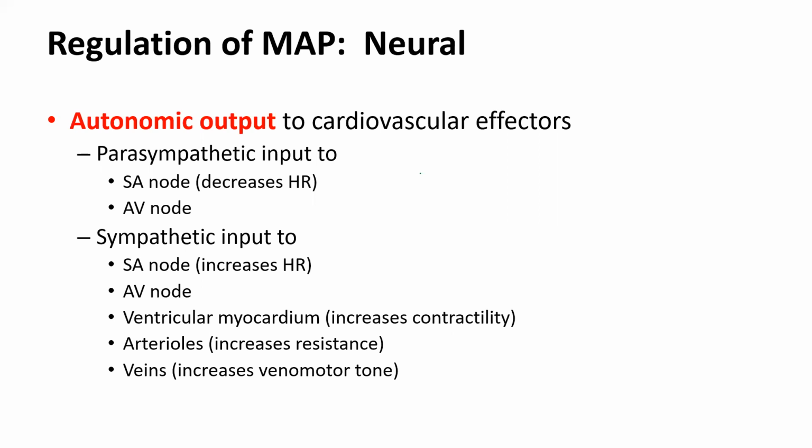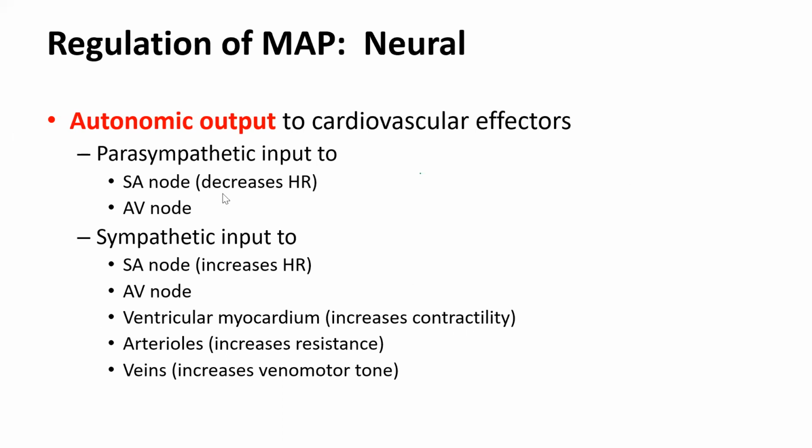Now we want to remember here from our prior knowledge that the parasympathetic system only has an input on the SA node and the AV node. So it only works to decrease the heart rate. It has no influence on ventricular contractility. It has no influence on arterioles. It has no influence on veins, okay? It only will correct these changes by manipulating the heart rate, specifically decreasing the heart rate.